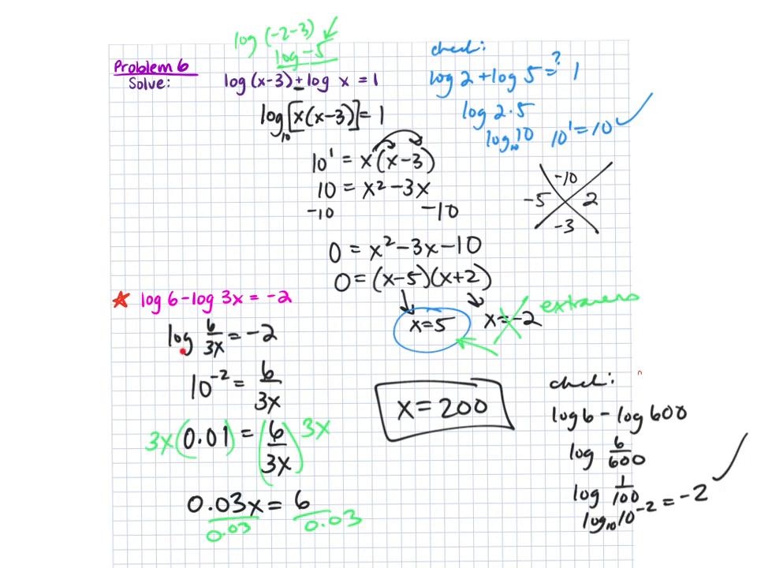Okay, so here, remember because this is subtracting, the 3x goes on the bottom. 10 to the negative 2, invisible 10 to the negative 2, equals that fraction, which is 0.01, which is 0.03 over... When you multiply it by the 3x and divide, you get 200. If you plug in 200 for x, you get negative 2, so that works.